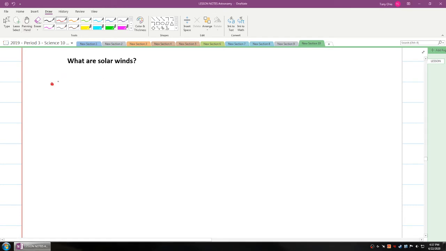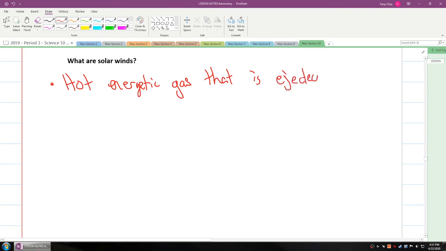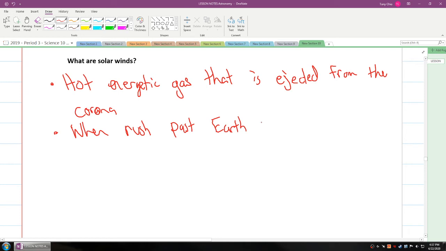Well, solar winds are hot, energetic gas that is ejected from the corona. When they rush past the Earth, we call them solar winds.